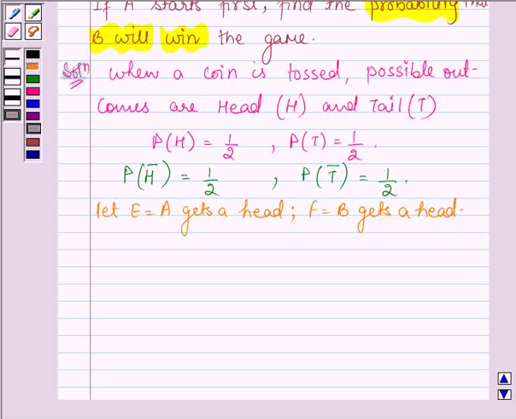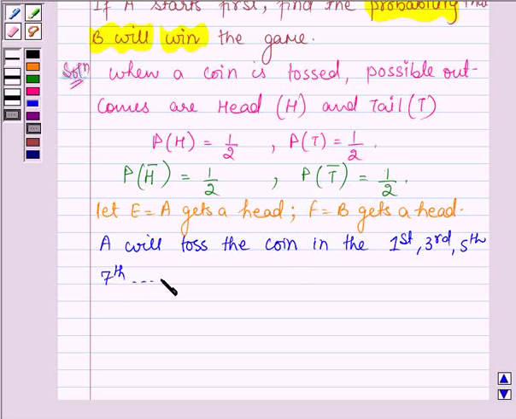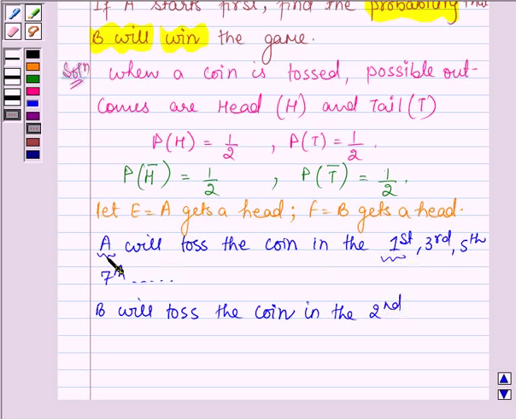Now A starts tossing the coin first, so he will get the first chance. Then B tosses the coin, then again in the third chance, A will toss the coin. So A will toss the coin in the first, third, fifth, seventh and all these chances, and B will toss the coin after A, that is in the second chance. If in the first throw A does not get a head, then in the third throw, and if in the second throw also B does not get a head, and so on. Therefore, probability of E in the first toss is half.